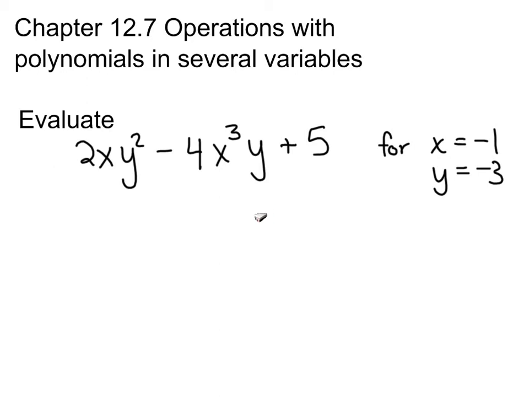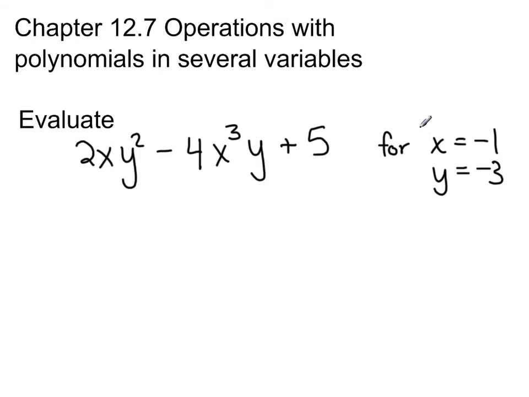Alright, so now we're doing operations with polynomials in several variables. The first thing we're going to do is evaluate 2xy squared minus 4x cubed y plus 5 for x equals -1 and y equals -3.